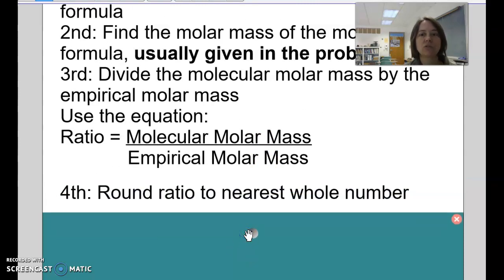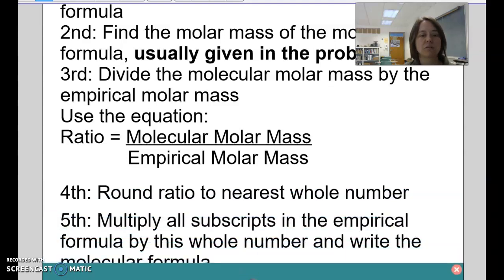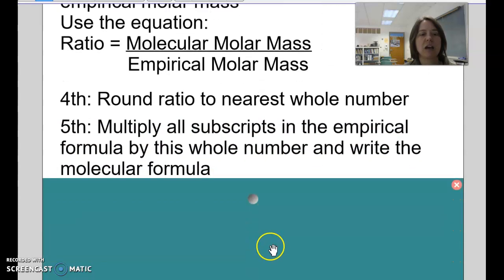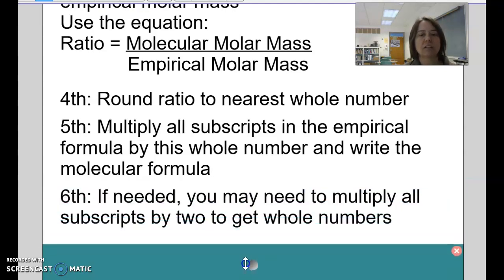Then they should be close to a whole number, and round your ratio to the nearest whole number. And multiply all the subscripts in the empirical formula by this whole number and write the molecular formula. If you needed to, you can multiply all subscripts by 2 to get whole numbers. So like if you get 1 and 1.5, you could multiply it all by 2, and you'd have 2 and 3.